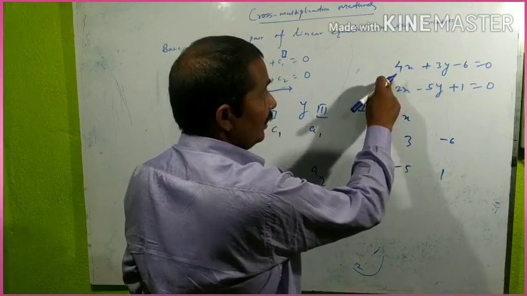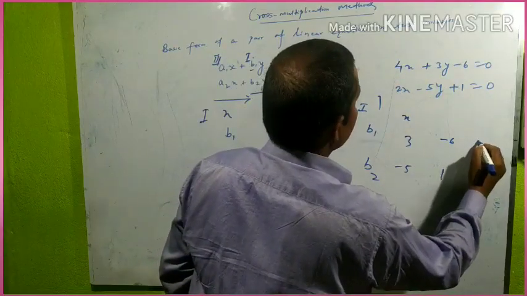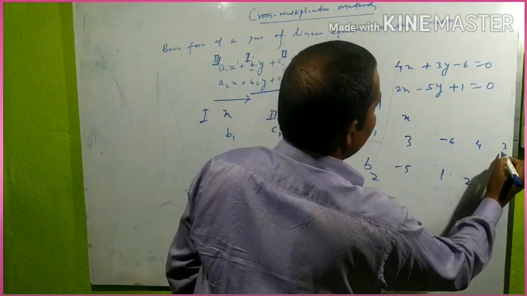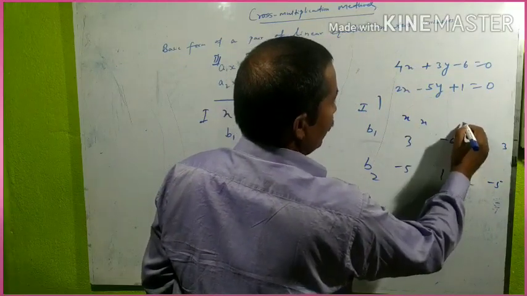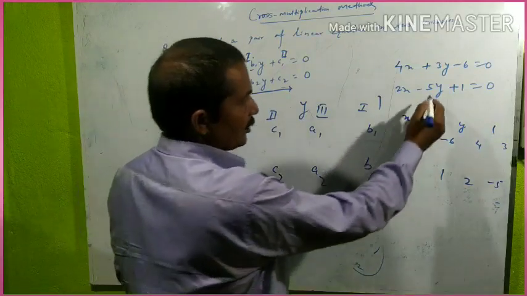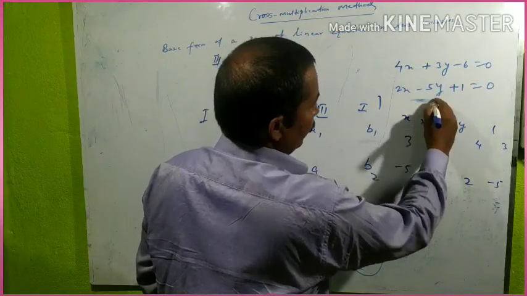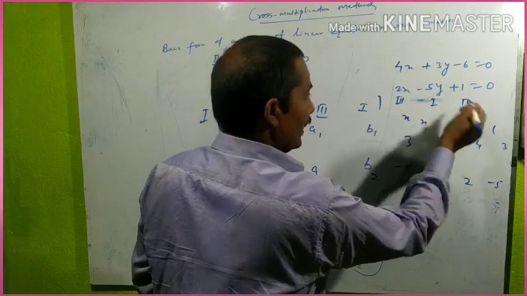Let's come from here now. Again from here. 4, 2, and 3 minus 5. Means X, Y, and 1. Look here. I have started from here. This one means this is first, this is second, this is third, and again first now.